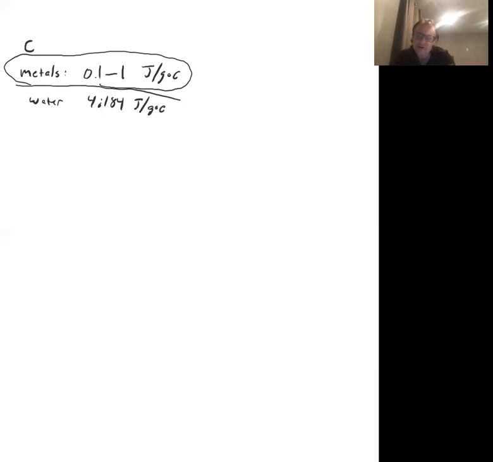So if you get a value of specific heat capacity that's 10, that's an indication there's something wrong with the calculation. So typically they're between 0.1 and 1 for metals, and then for water it'd be as high as 4. Okay, so there you go.